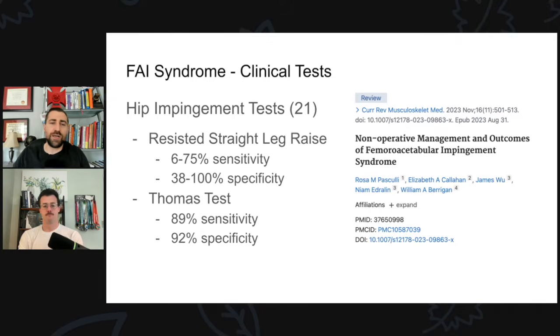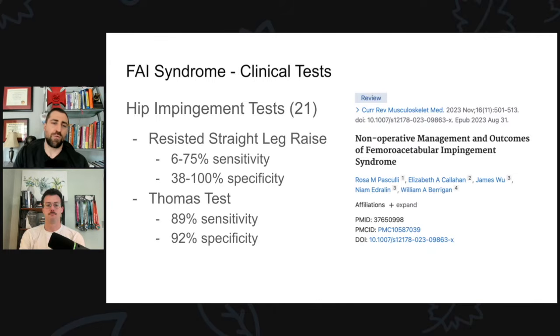Some other interesting FAI tests included the resisted straight leg raise test. So I think when folks do a resisted straight leg raise, they're thinking about picking up some sort of hip flexor pathology, a big one being maybe like a psoas tendinitis or tendinopathy. But a resisted straight leg raise test does have a decent sensitivity and specificity for ruling in hip labral pathology, depending on the study that you read, right? But in this study, it had somewhere between a 6 and 75% sensitivity and a 38 to 100% specificity.